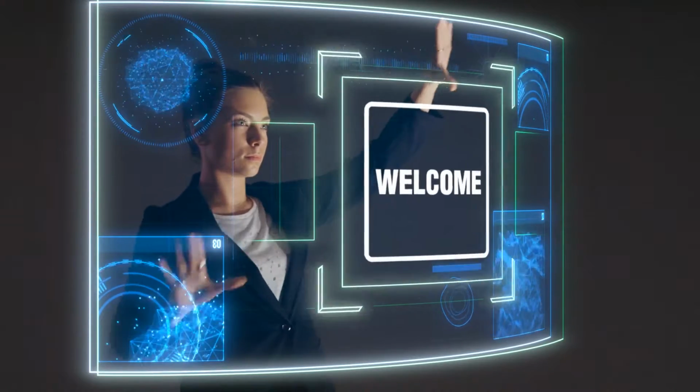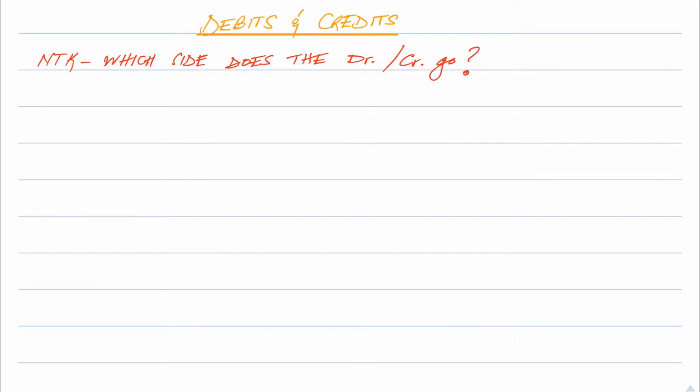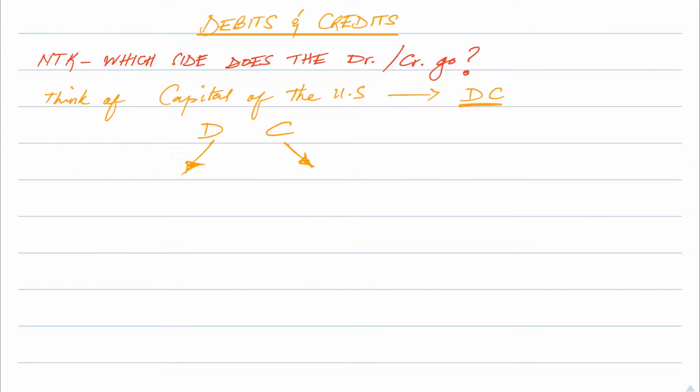I'm Edwin, and today we're going to be talking about the accounting concept of debits and credits. In regards to debits and credits, the most important thing to remember is which side the debits or the credits go. And to do that, simply think of the capital of the US, DC. Write it out, DC. Automatically you have your answer right there. D for debits on the left side, C for credits on the right side. And there you have it, a simple way to remember your debits and credits.